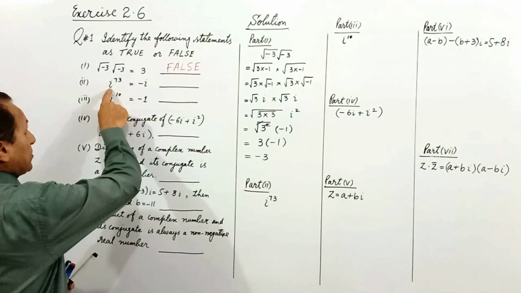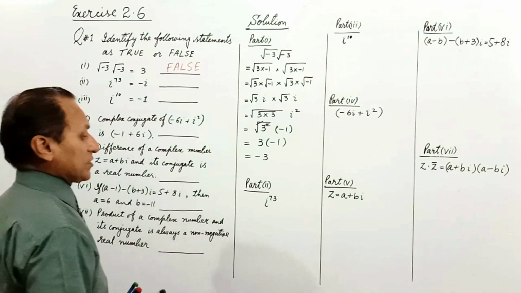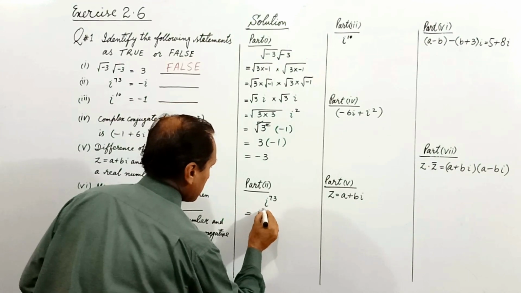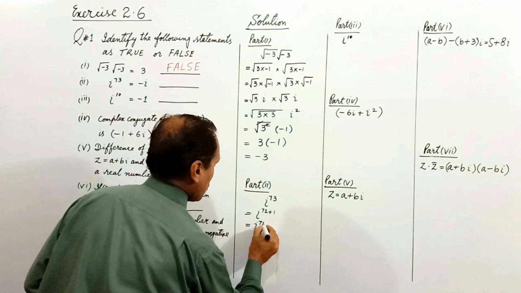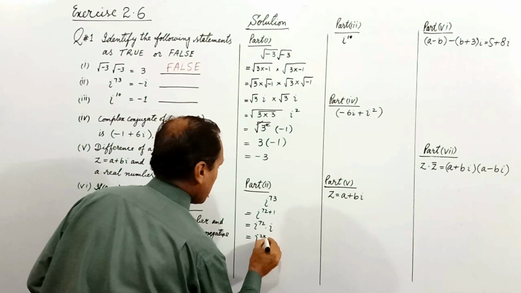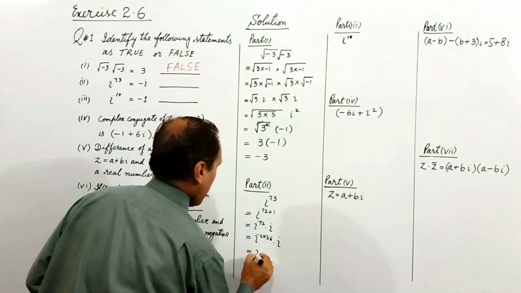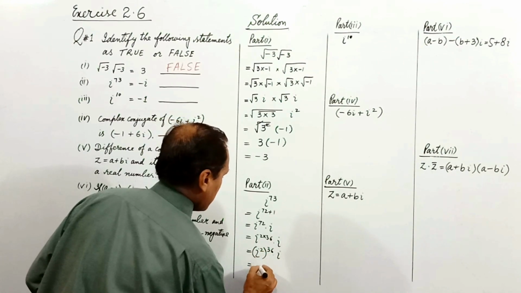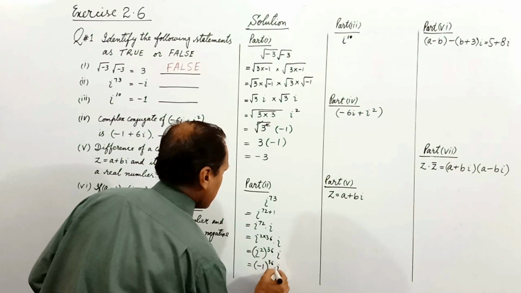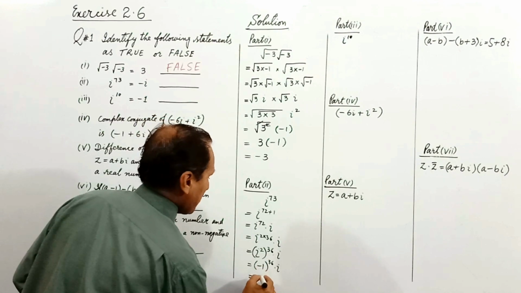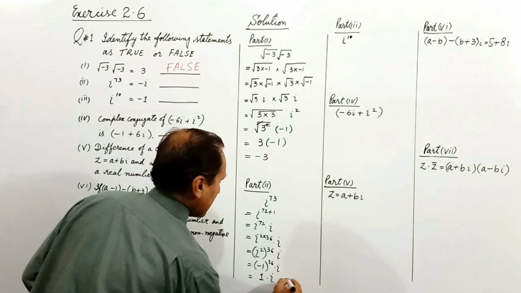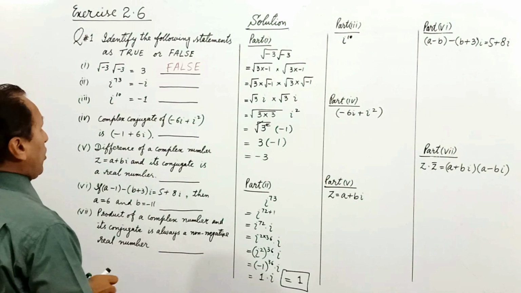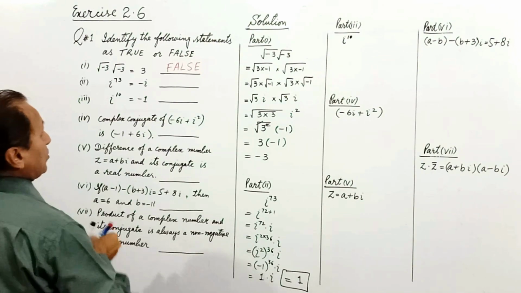In the part 2 statement, iota 73 is equal to minus iota, and we have to verify by solution whether it is true or false. Iota 73 is iota 72 plus 1, which is iota 72 dot iota, iota 2 into 36 dot iota, iota square whole power 36. We know that iota square is equal to minus 1, and a negative number having an even power becomes positive, so it is 1 dot iota, which is equal to iota. But this will not match the right hand side of the second statement, hence that statement is also false.